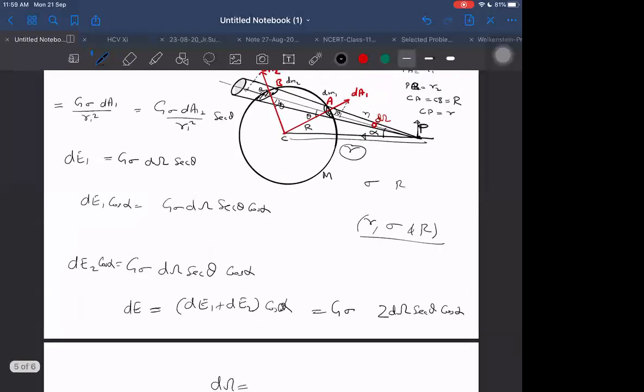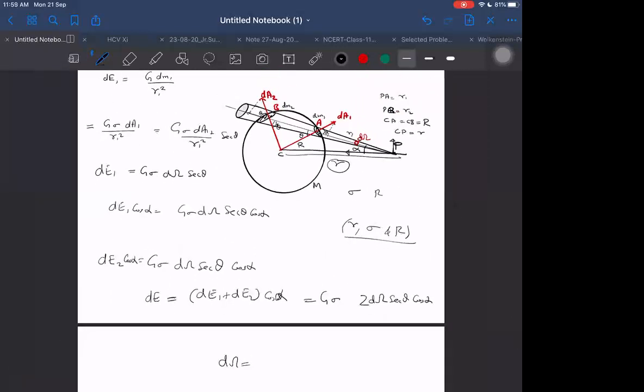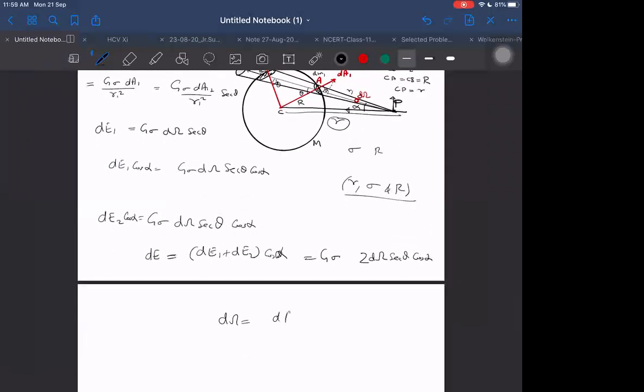d omega we will write as dA perpendicular, or dA, let us call it in terms of dA1, into cos theta, dA1 into cos theta upon R1 square. That is this.